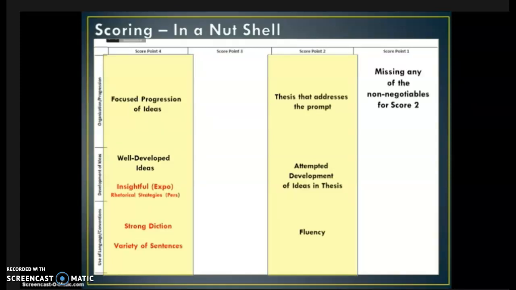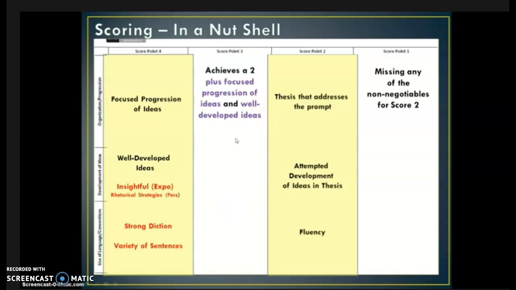A 1 is earned when any of the score 2 components are missing. Let's say you have an essay with a thesis and attempted development, but for some reason you just can't get through that essay without stopping because of the mechanics or the spelling or the grammar. That essay will earn a 1. If any of these 3 components are missing, that essay will automatically score a 1 according to the rubric and according to the sample released essays on the TEA website.